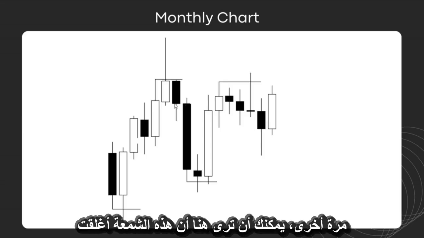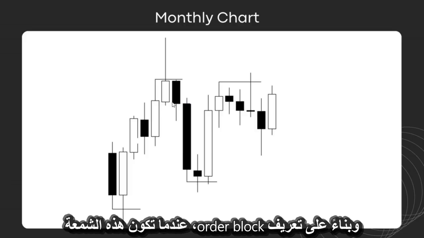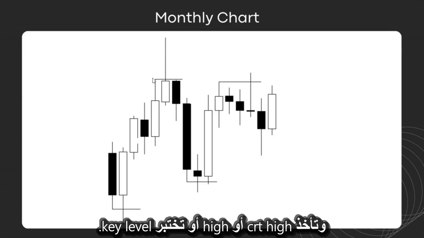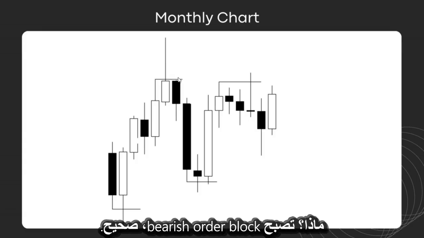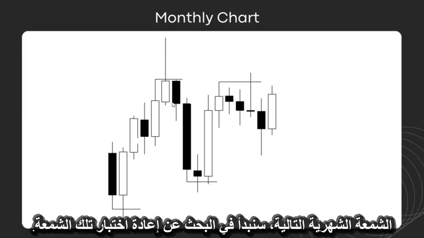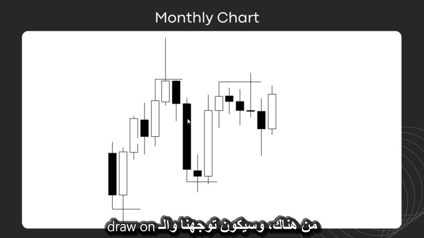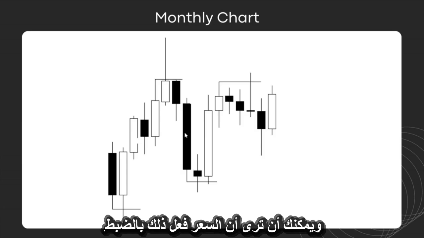Similarly, you can see right here that this candle closed below the open of that candle, and based on the definition of an order block, when such a candle takes out liquidity and takes out a CRT high or tests a key level, and then gets engulfed, it becomes what? It becomes a bearish order block, right? So with that in mind, with the next monthly candle's open, we would start looking for that candle to be retested, and then we would look for price to expand lower from there, and our directional bias and drawn liquidity would be towards this monthly candle's range low, the CRT low right here, and you can see price exactly did that.